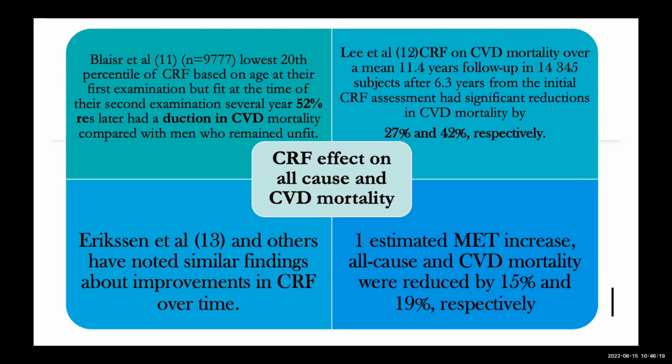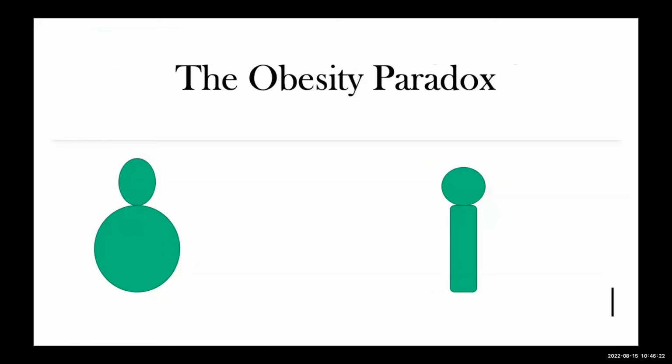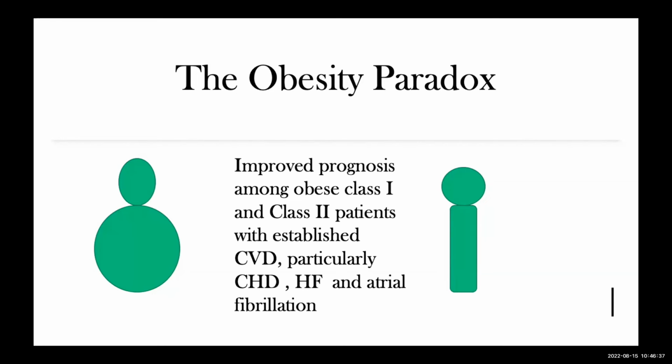Okay, now to understand the obesity paradox. This is a very interesting thing. You have two individuals, one who is class 1 or class 2 obese, and another who has a good BMI. We noticed something through a very good epidemiological study, which showed an improved prognosis in people who have a higher BMI, particularly in coronary artery disease, heart failure, and atrial fibrillation. What does it mean?